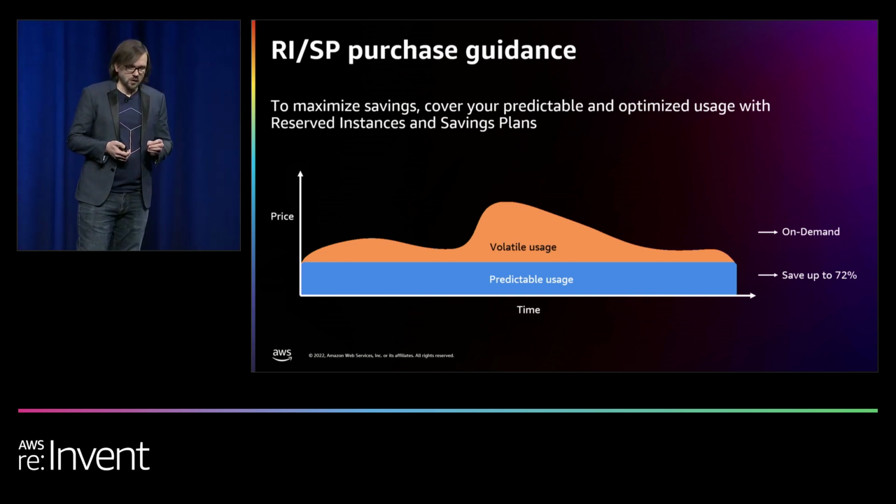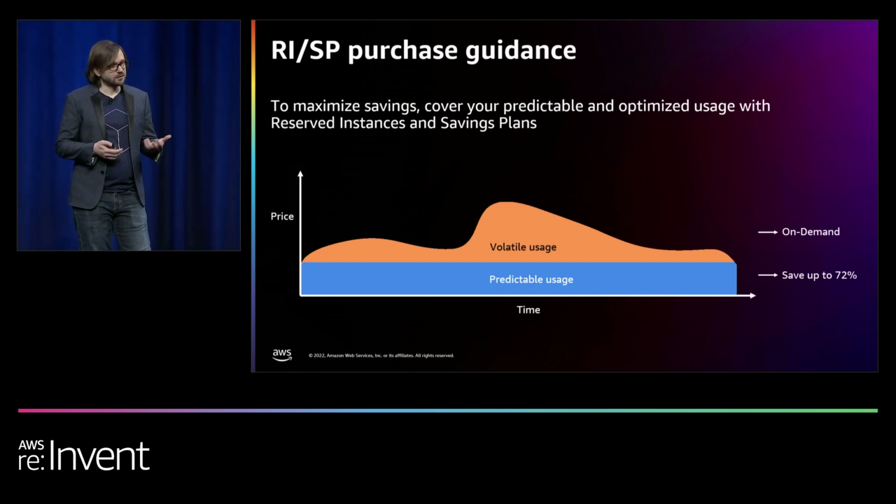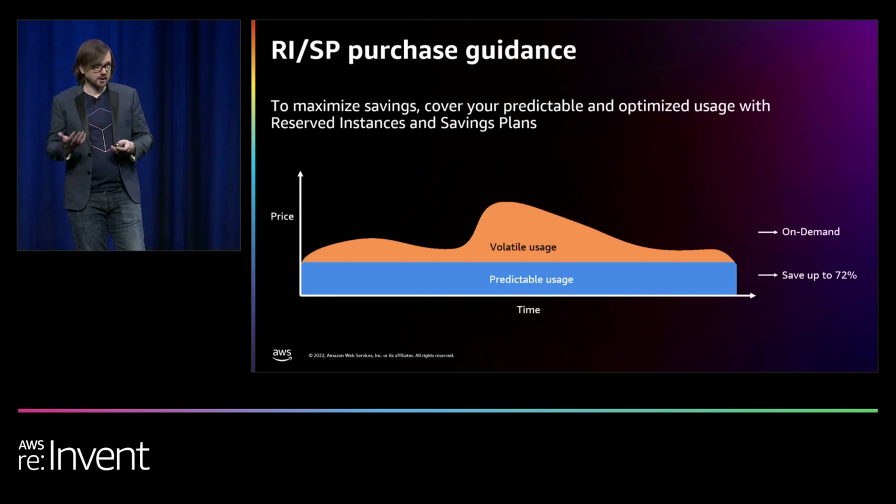That's really important. We can slowly grow that as the volatile usage becomes more stable over time, as you have application growth or user growth for your applications. And the more we can move volatile to predictable, the more your costs stay consistent.